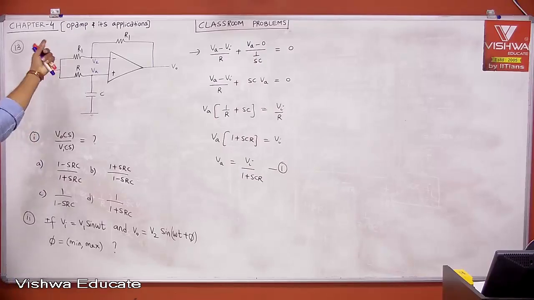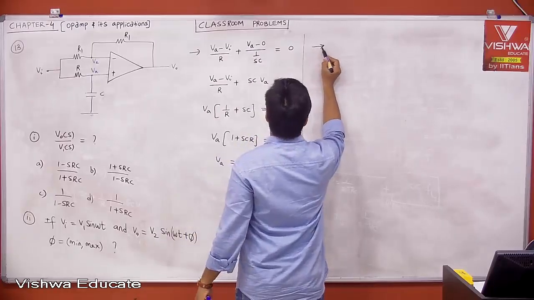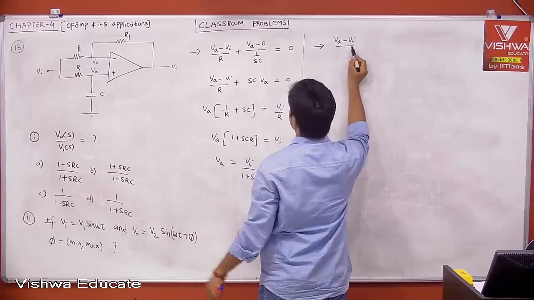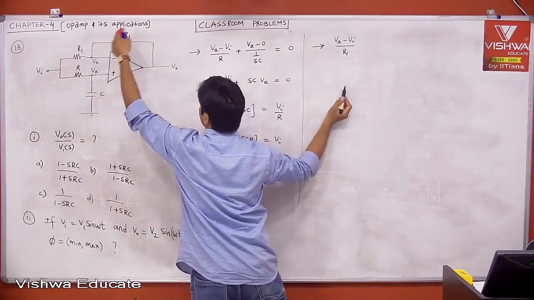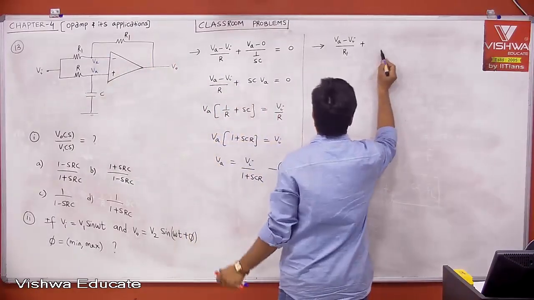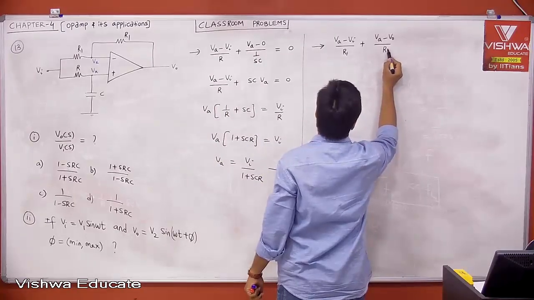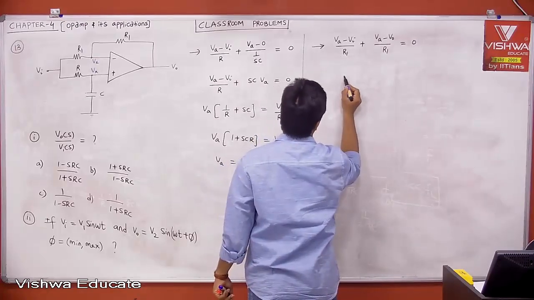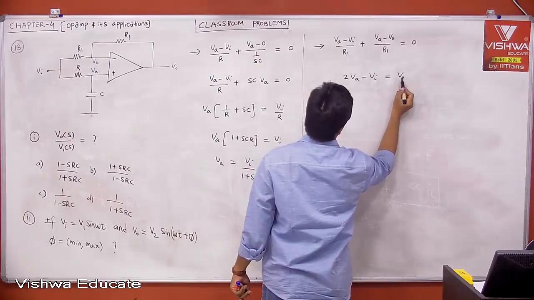Now apply nodal analysis at the other node. The current leaving from this node is (VA minus V0) divided by R1, plus the current entering into the op amp, which is equal to 0. R1 will be cancelled. Then you will get 2VA minus VI is equal to V0.